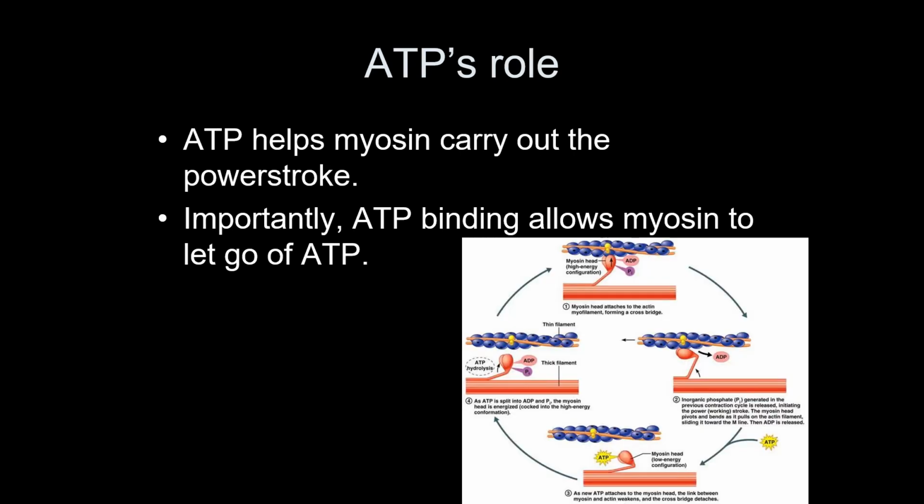ATP is also an essential component to this. If you think back to that video from just a second ago, ATP is what allows myosin to do the power stroke. Specifically, ATP binding to myosin is what allows myosin to let go of the actin and then recock for the next round of a cross-bridge cycle. So yes, it supplies the energy for the power stroke, but more importantly, it allows the myosin to let go so that we can restart and get ready for the next round of contraction.